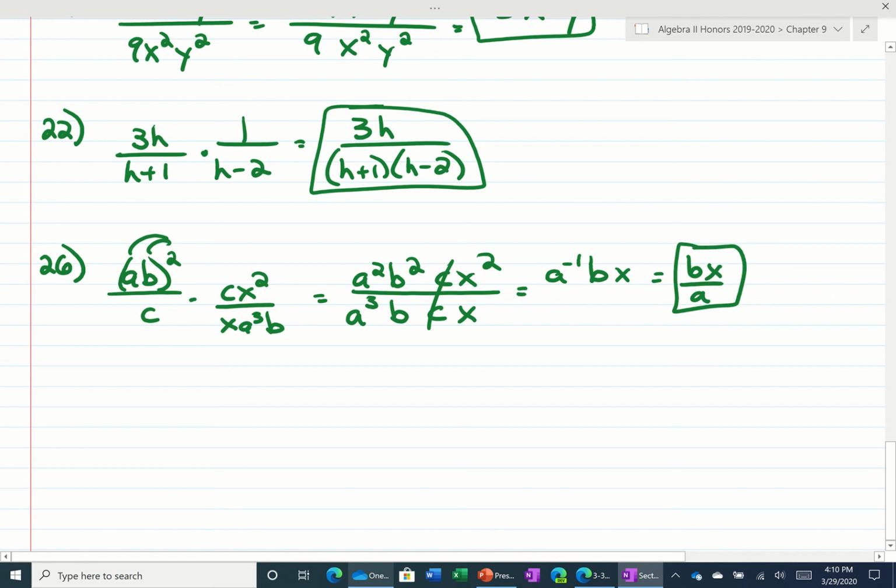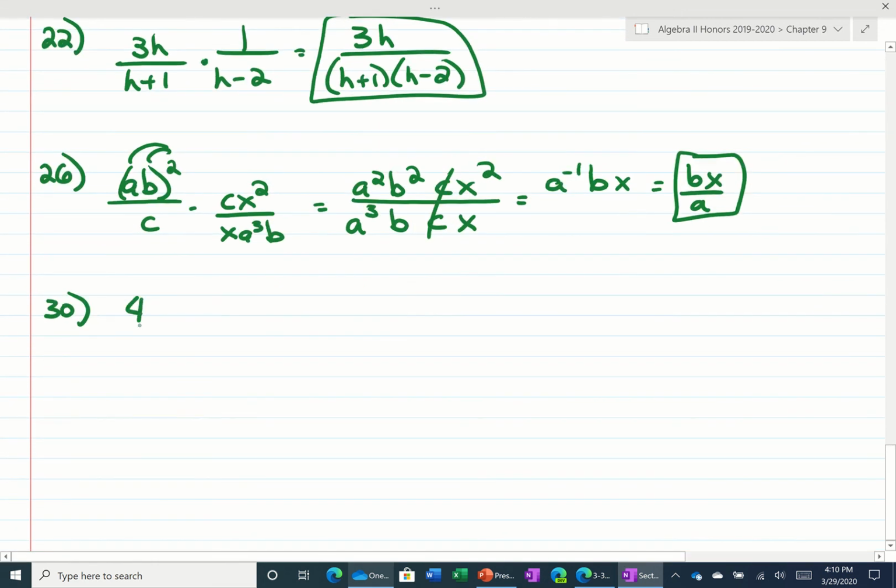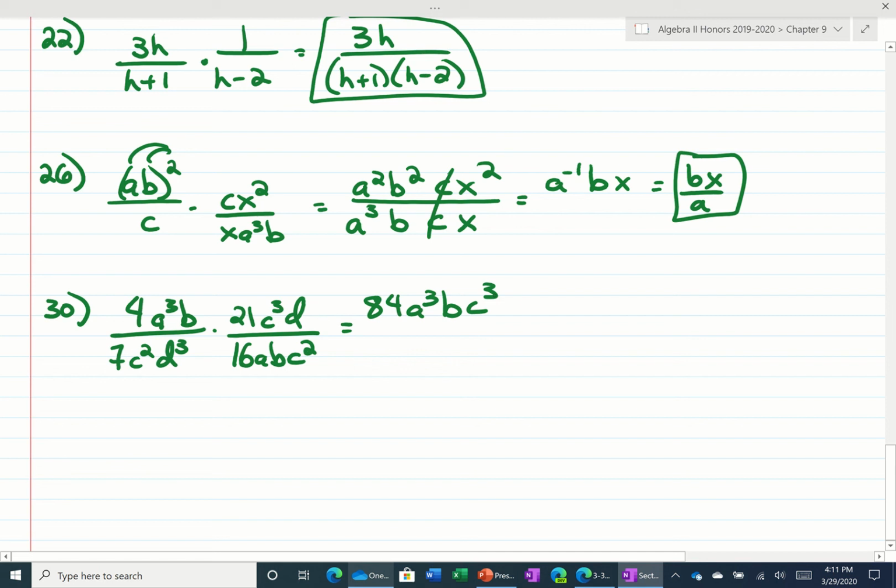28's easy, just cancel out the t minus 1s. Now let's try 30. 30, it says 4a cubed b over 7c squared d to the third, times 21c cubed d, divided by 16abc squared. So I'm going to go ahead and multiply. This would be 84 a to the third b c to the third d.